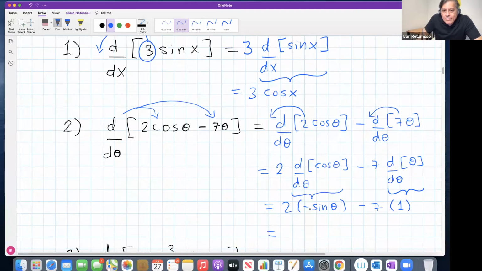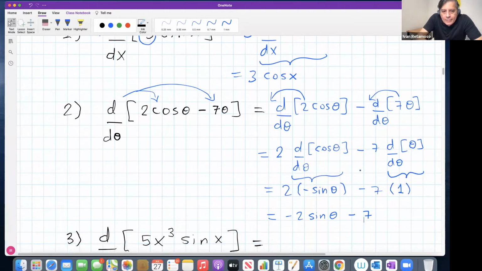Look, 2 times negative 1 is negative 2 sine of theta minus 7 times 1, 7, right? That's it. This is the derivative of this function, right? Very good, guys. Very good.